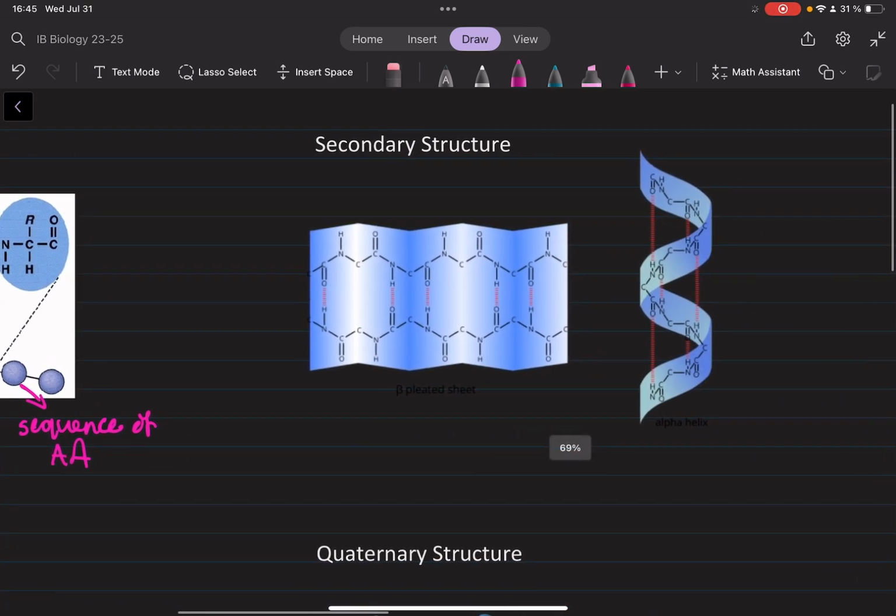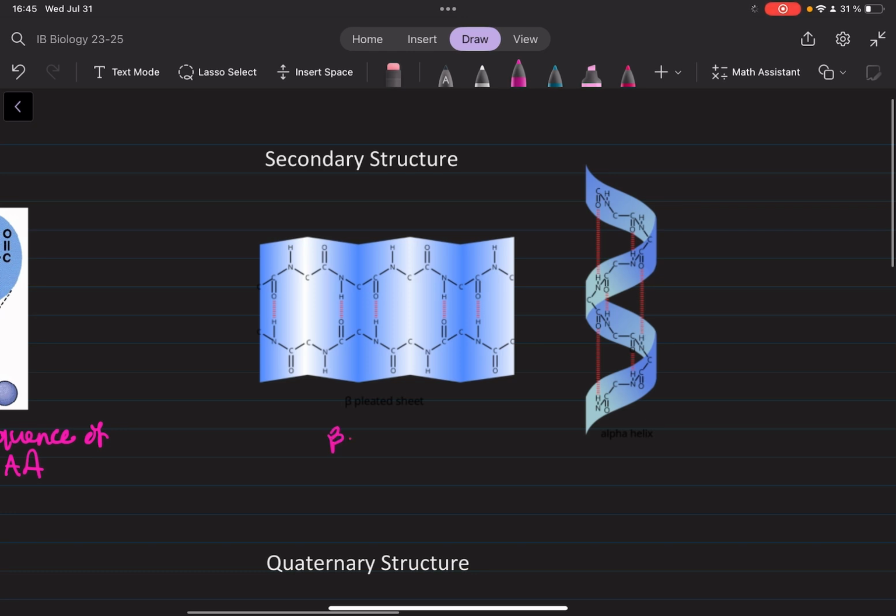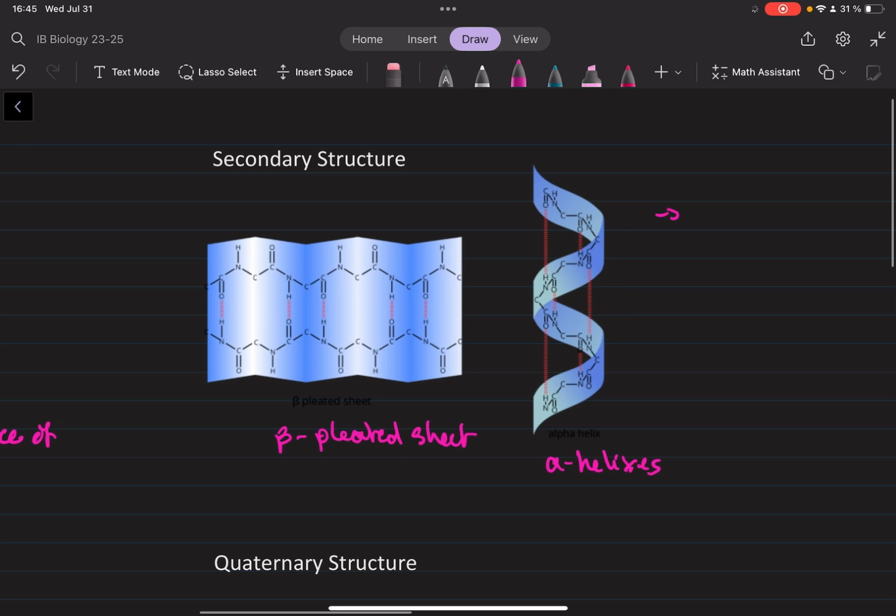So then we've got the secondary structure. You've got beta pleated sheets in the secondary structure, and you've got alpha helixes. And essentially these structures are formed through hydrogen bonds, which are essentially interactions between the oxygen of the carboxyl group and the hydrogen of the amine group of a different amino acid.